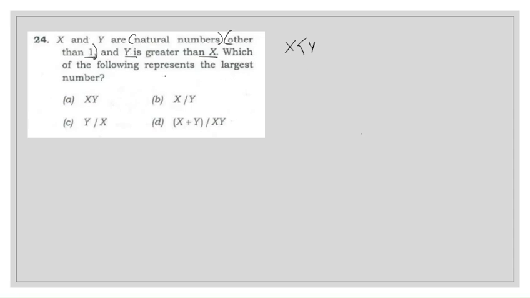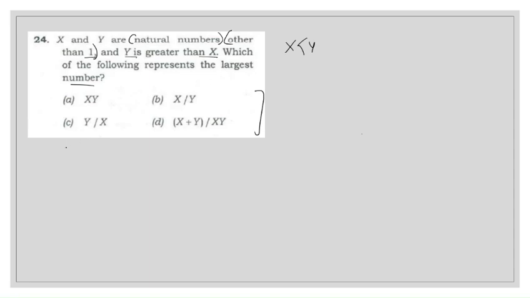Which of the following represents the largest number? So we all know that if we take any two random numbers, we can have two approaches for this question. The first one is with examples: if we take any two numbers and apply these operations, then we can check which of the following will be largest. And the other one is just basic knowledge and logic.